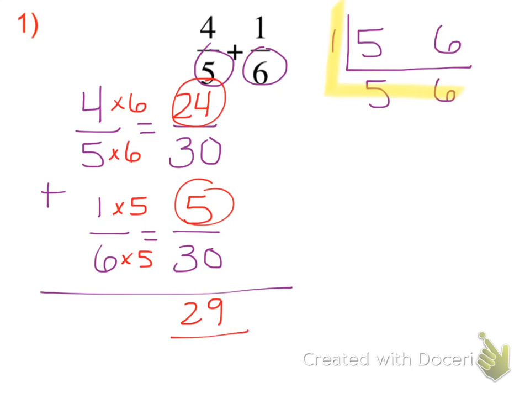You add your, nope, you don't add your denominator, sorry. Your denominator stays the same. When I look at 29/30ths, it cannot be simplified any further, so that would be my final answer.